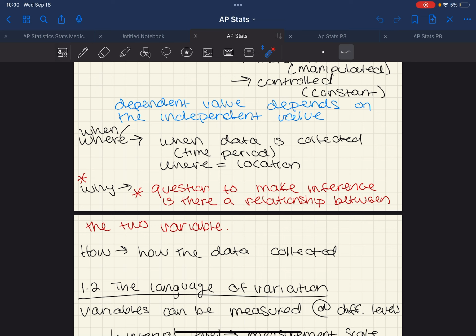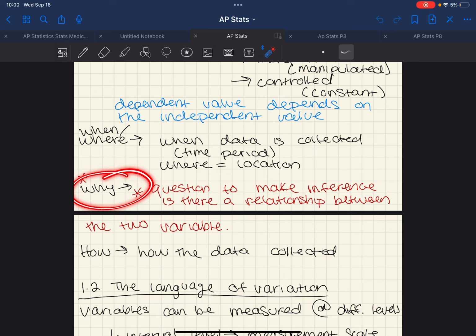The where is where was the data collected. So let's say we had data collected in the United States and then we had data collected in Germany. We couldn't necessarily compare that data because we have a lot of different factors that play in, and one of those factors is location and culture.